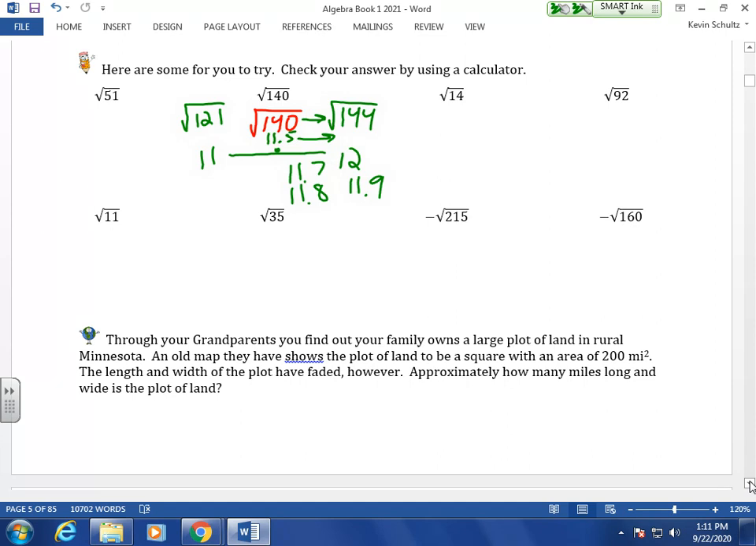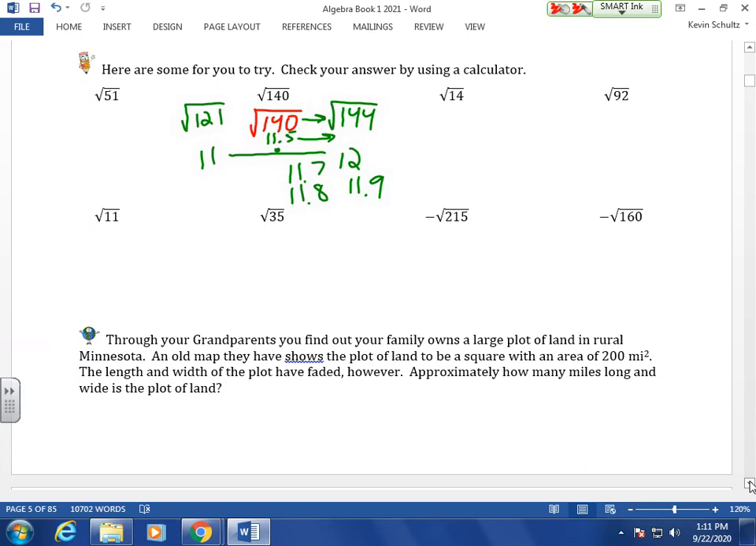Okay. Did I see a hand up over here somewhere? No? Okay. One from the bottom row that you would like to discuss. I bet I can predict which one you're going to say. Yes? Yes, negative root of 215.